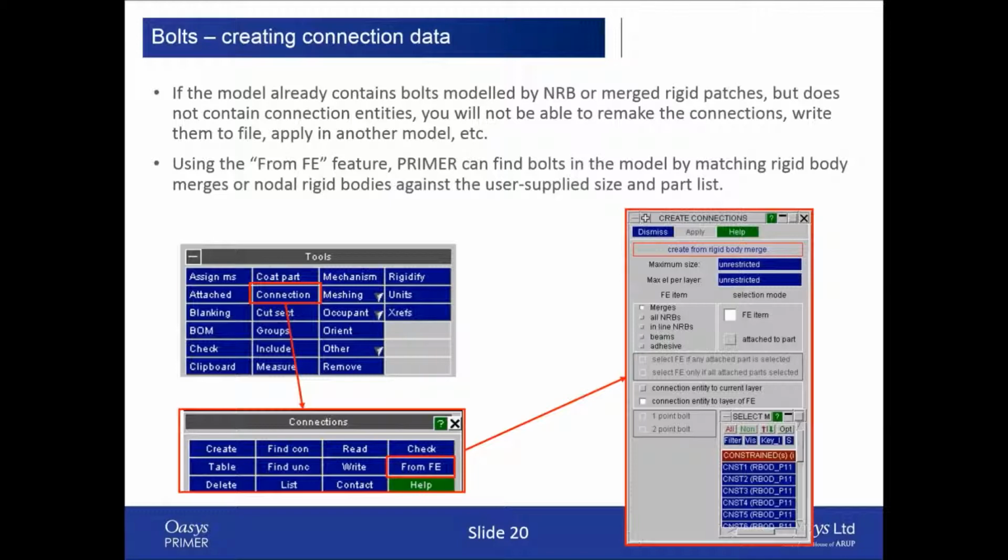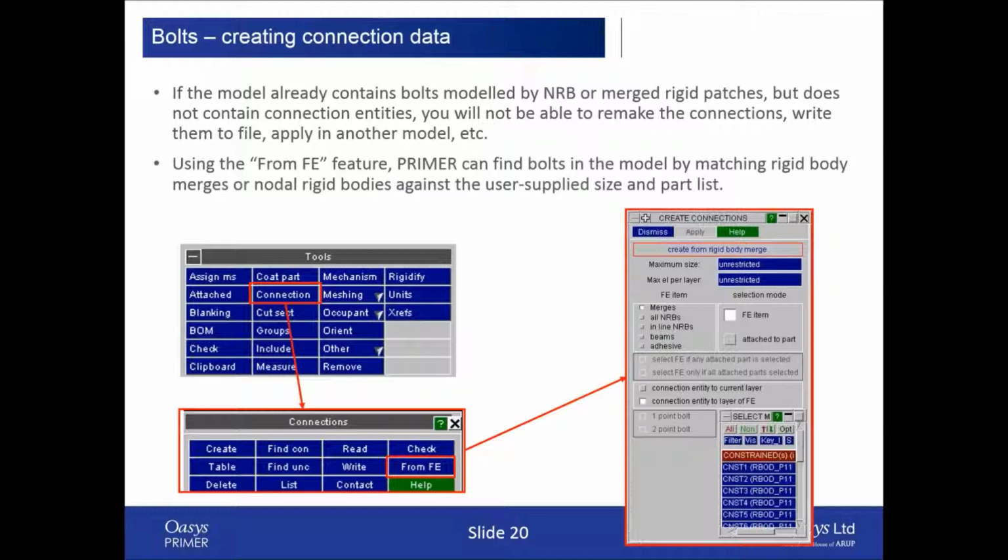But in Primer, there's a tool called From FE. It lives under the connection panel as well. And what this allows you to do is to create the Primer connection entity on top of the FE that exists in your model, so that you can then go into the connections table and change the diameter of some bolts or change to a different modeling methodology.